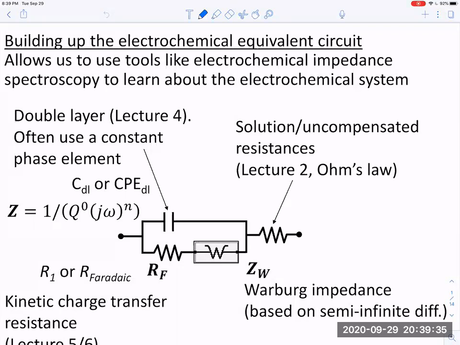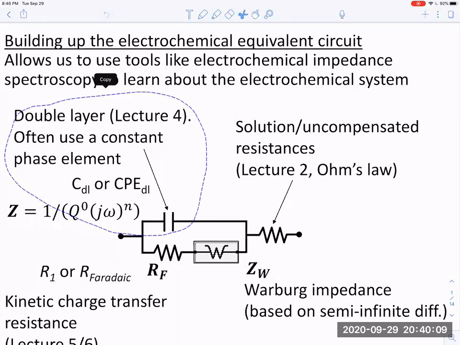Okay, welcome. This is going to be just a quick video on the Warburg impedance derivation. As a reminder, we've been using electrochemical equivalent circuits to try to understand electrochemical systems. The particular tool that we've been using is electrochemical impedance spectroscopy, where we can identify that the double layer we can approximate as a constant phase element or a capacitor. That's this one here.